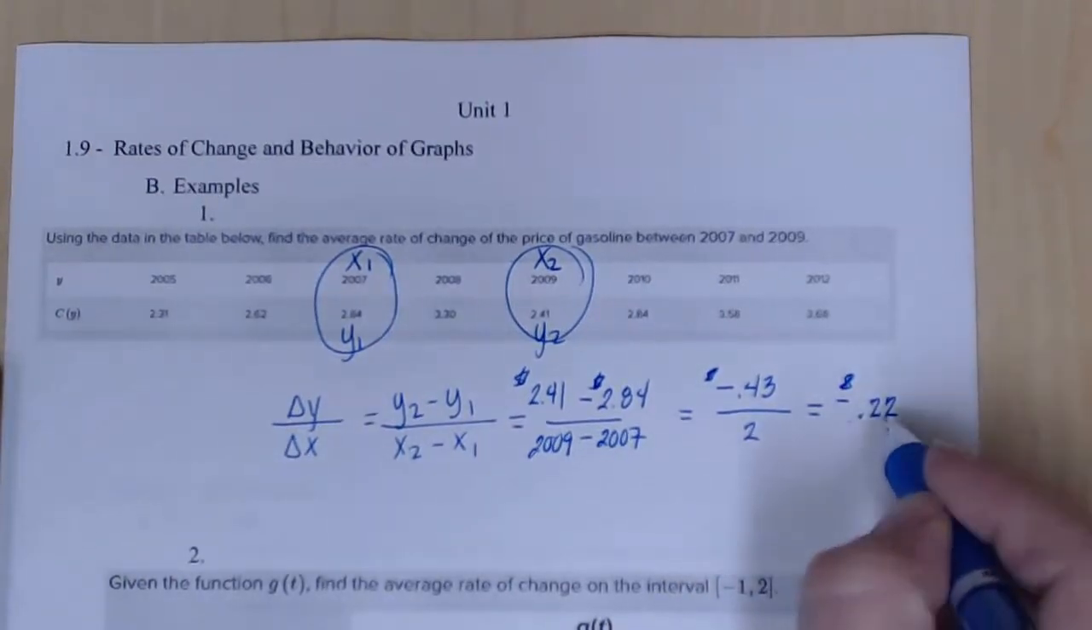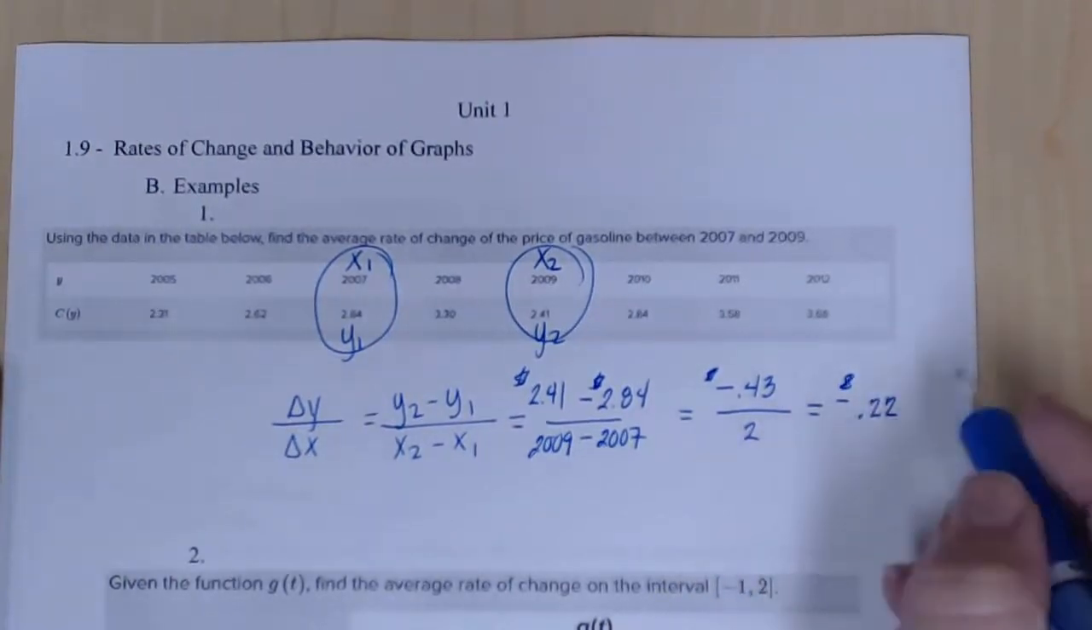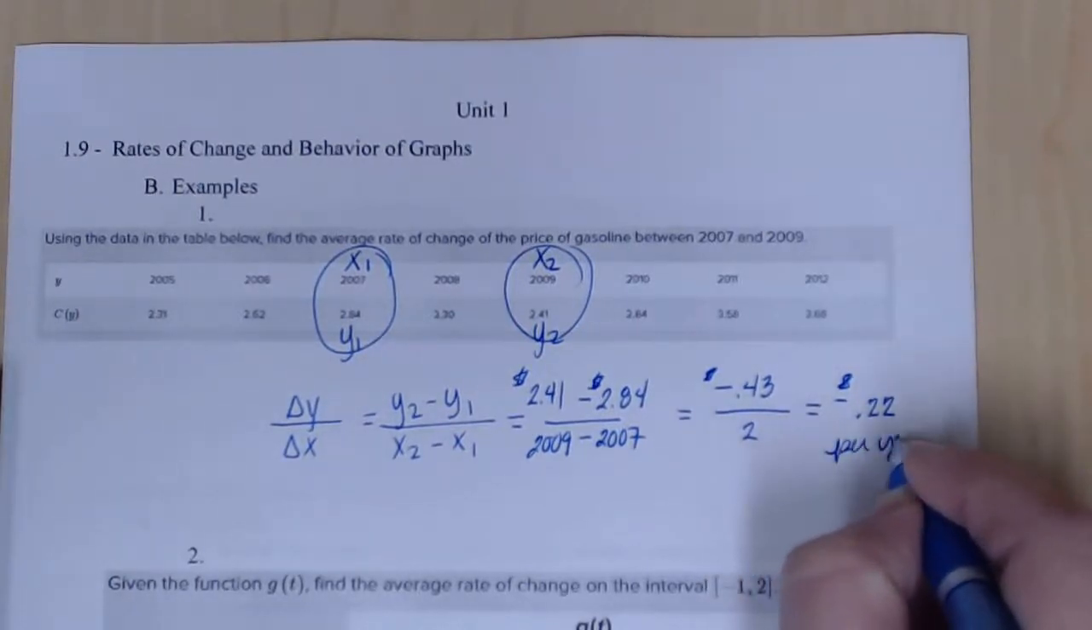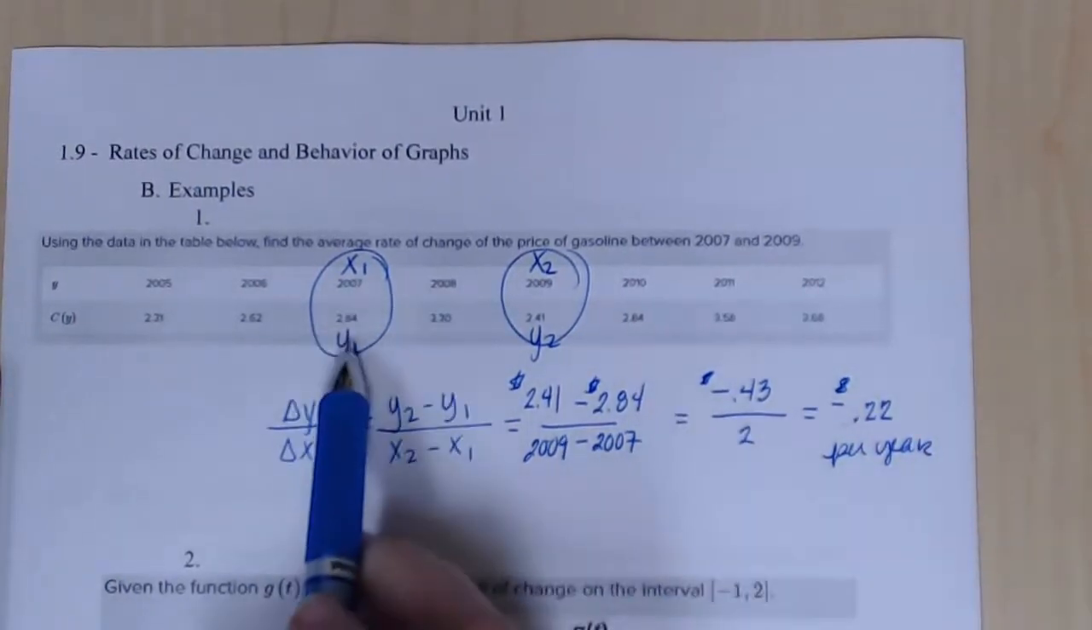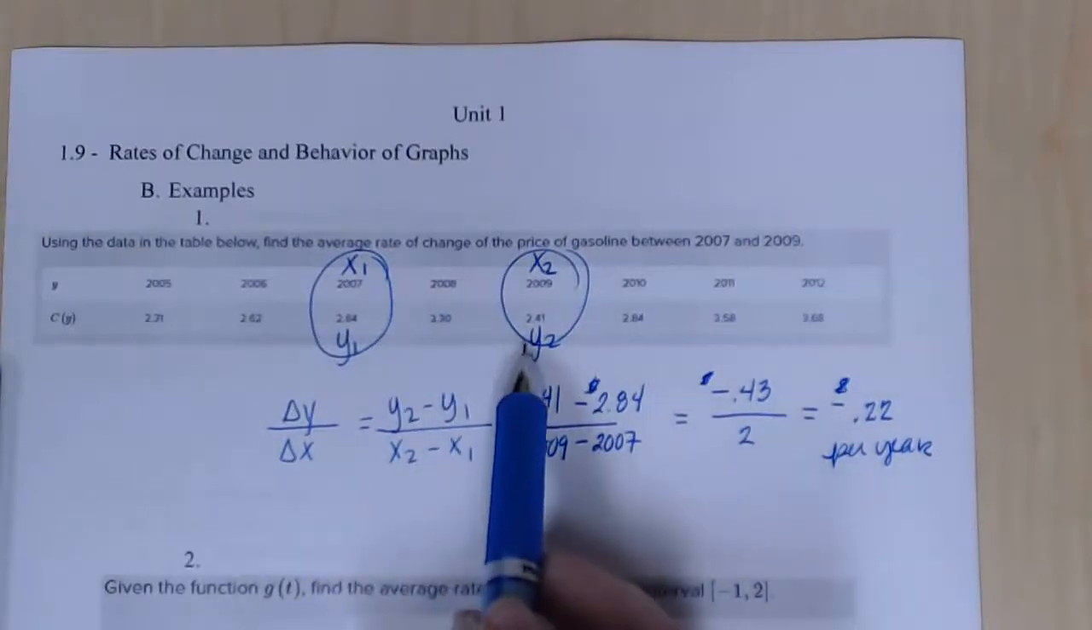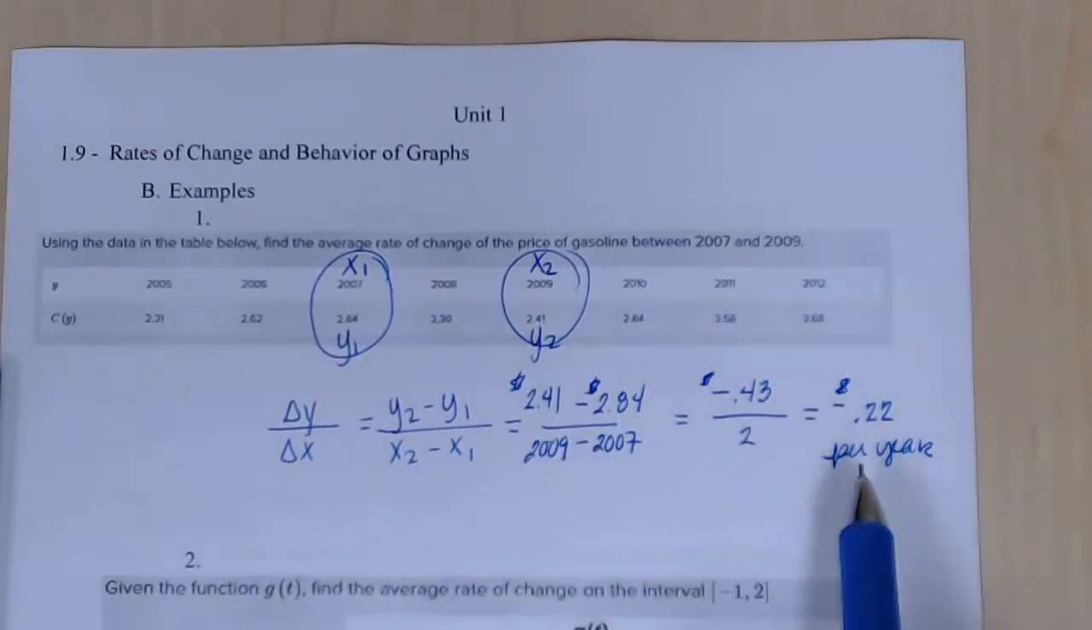So this means that we have negative 22 cents per year. So that means from 2007 to 2009, we had an average rate of change, or a decrease, of 22 cents per gallon. Okay, so when we're looking at a rate of change, instead of considering the negative as talking about the slope of the line, which it does, it also represents how it is changing.